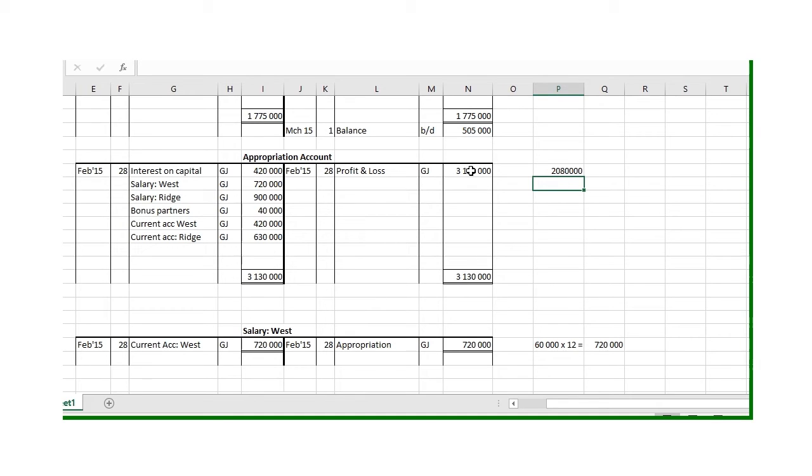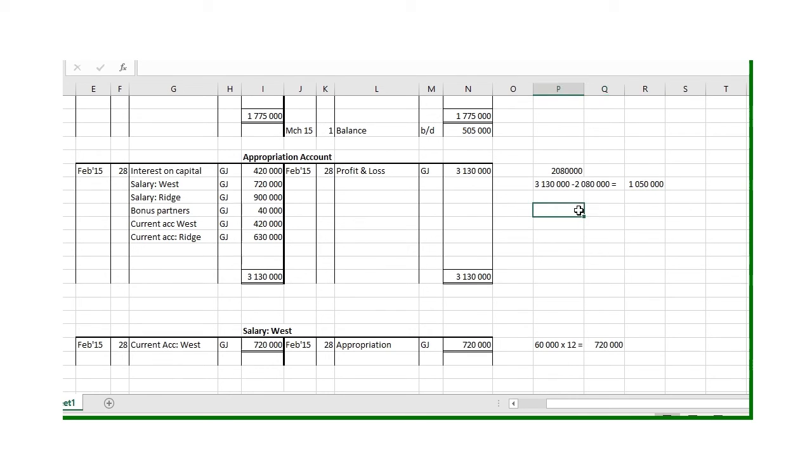So what is left of the 3,130,000 after I allocated the interest, the salaries, and the bonus? I must take the 3,130,000 minus the 2,080,000, and that should then give me what is left of the profit. That gives me 1,050,000. So that is the portion that is left of the profit.